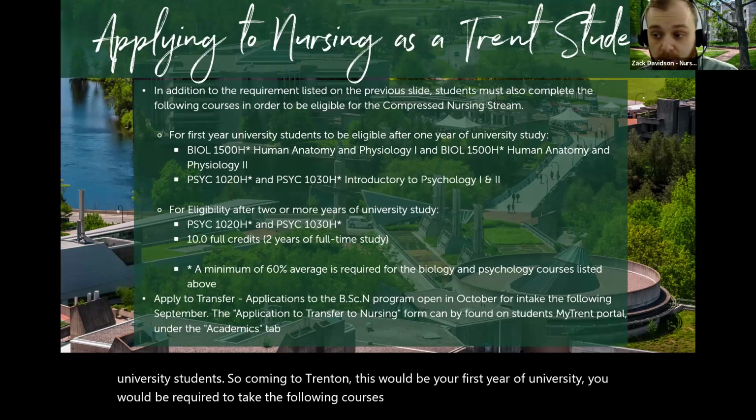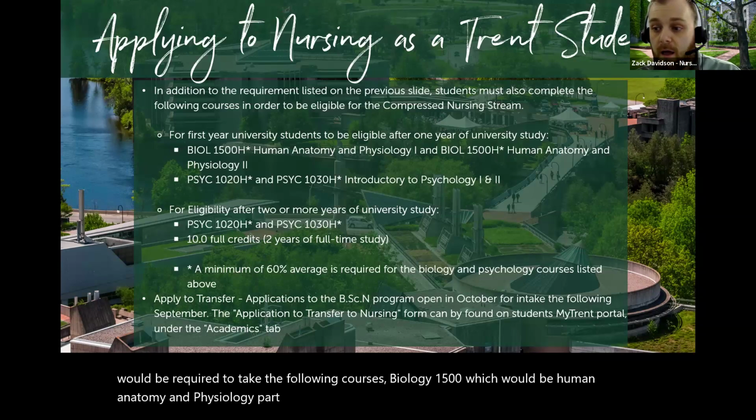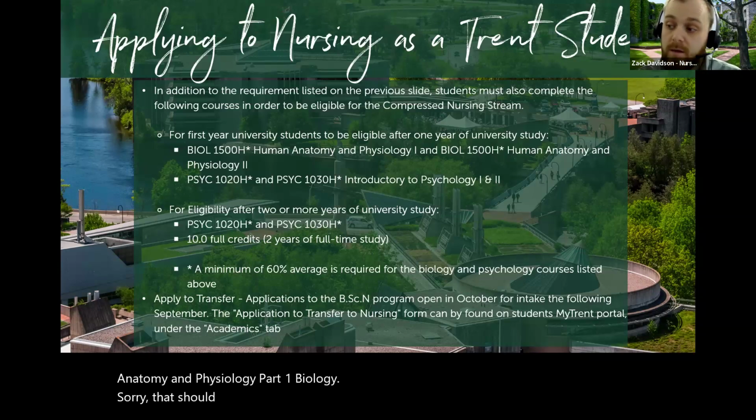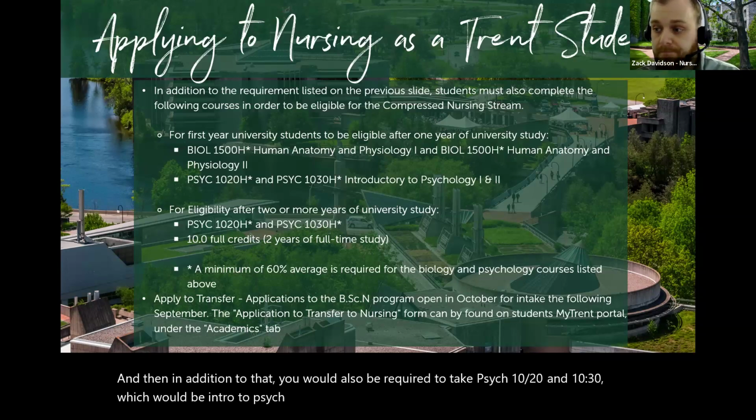Biology 1500, which would be Human Anatomy and Physiology Part 1, and Biology 1501, Human Anatomy and Physiology 2. And then in addition to that, you would also be required to take Psych 1020 and 1030, which would be Intro to Psych 1 and 2.